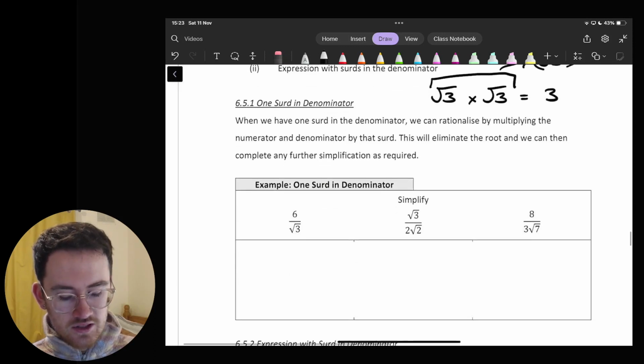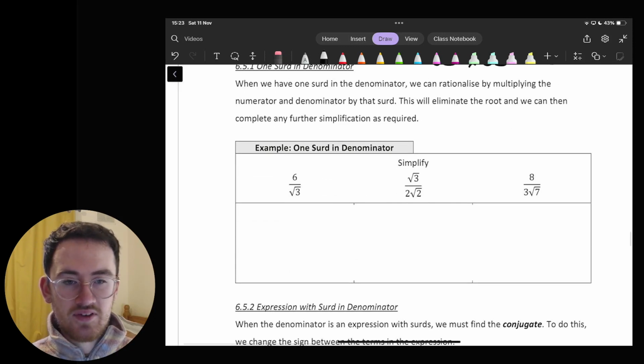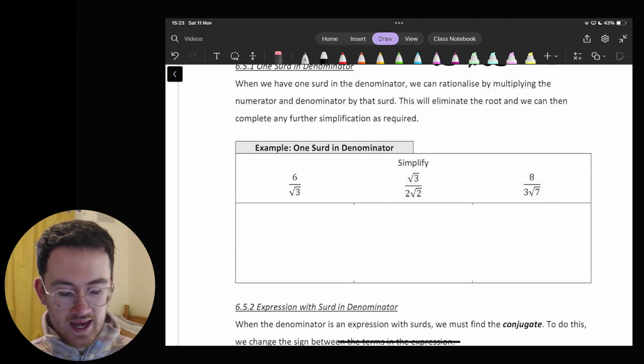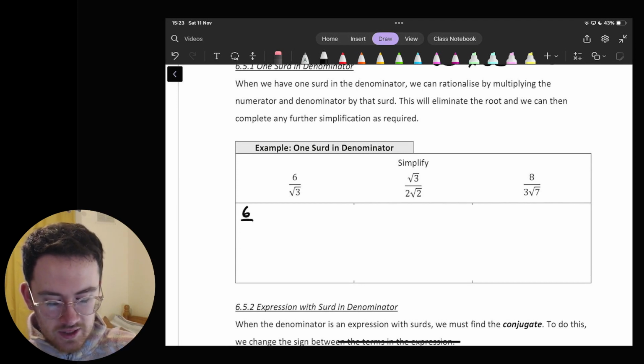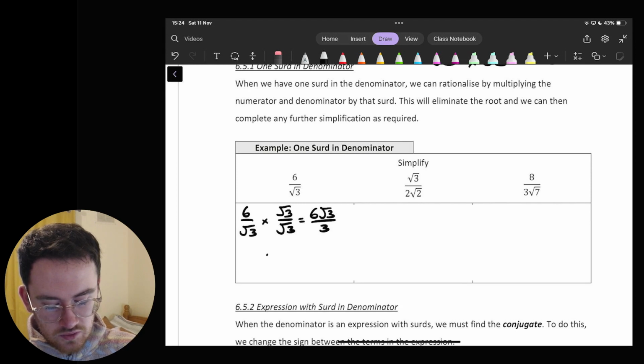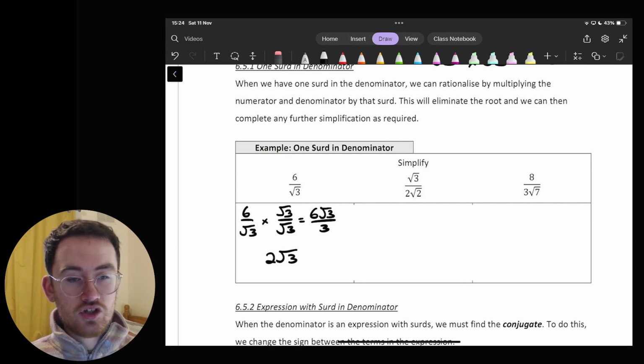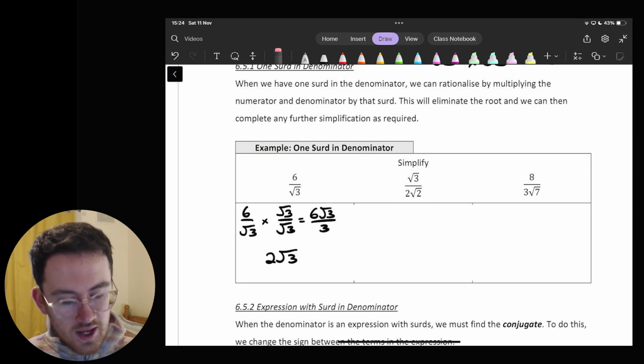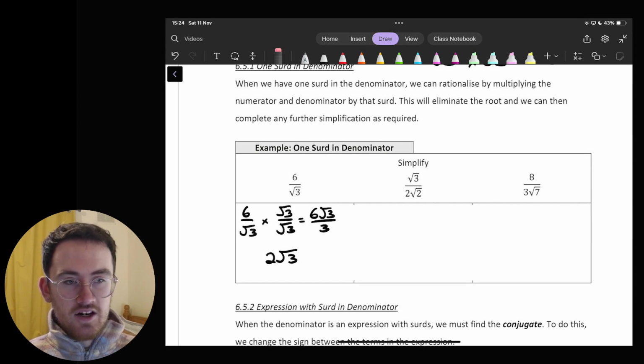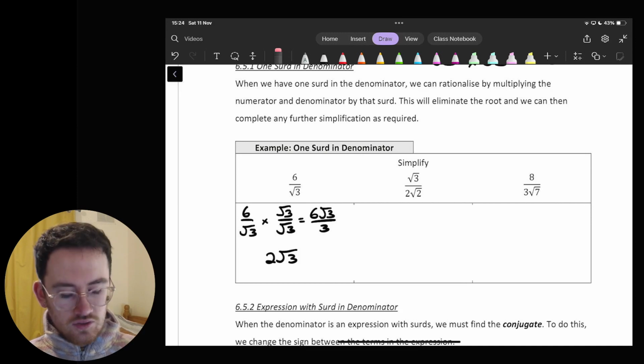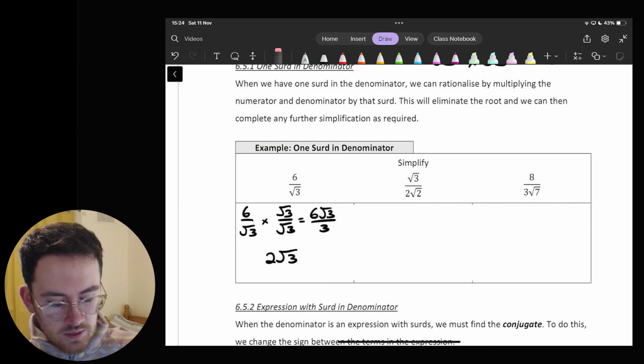The other thing we need to be aware of is to then simplify any further simplification that we can make. So looking at this first example here, I have 6 root 3. I'm going to multiply by root 3. I get 6 root 3 over 3, which will of course reduce down to 2 root 3. Okay, continuing on here now, the same idea applies here. I have 2 root 2 and I have root 3 on the top. So what I'm going to do is multiply by the entire term that I have on the bottom here.